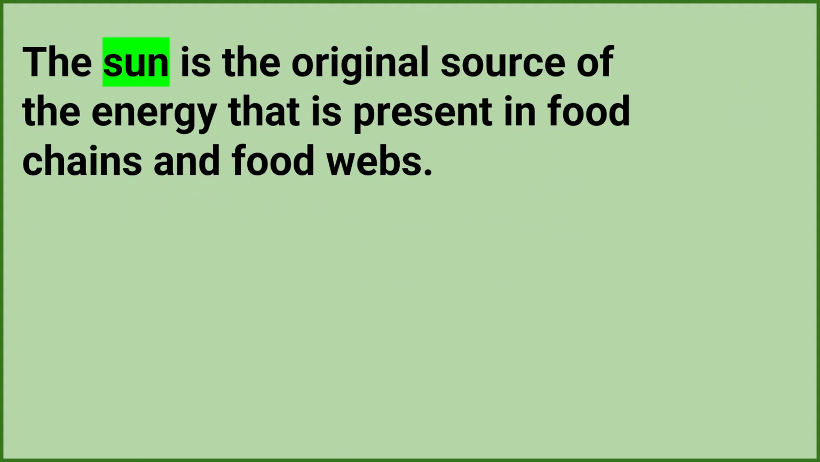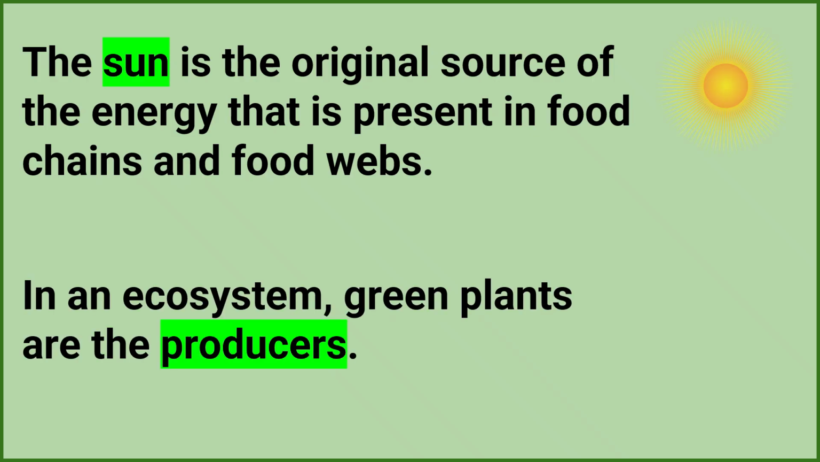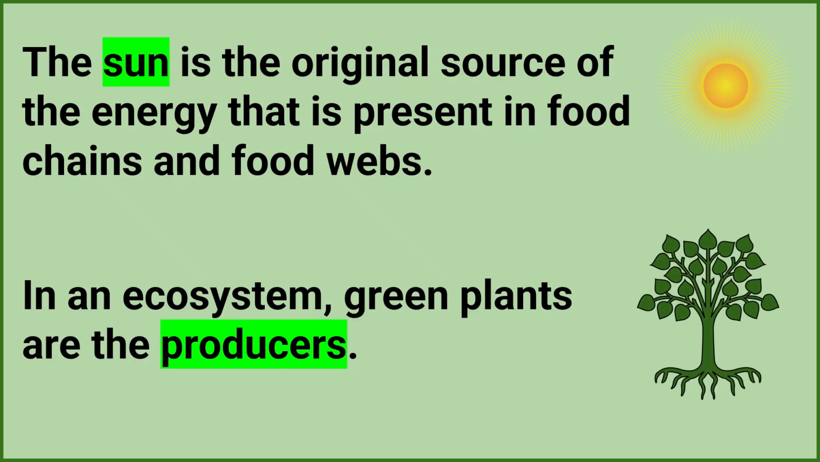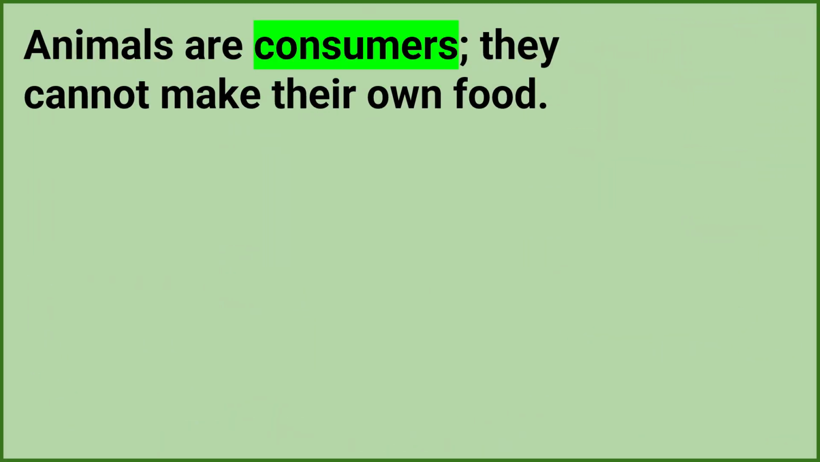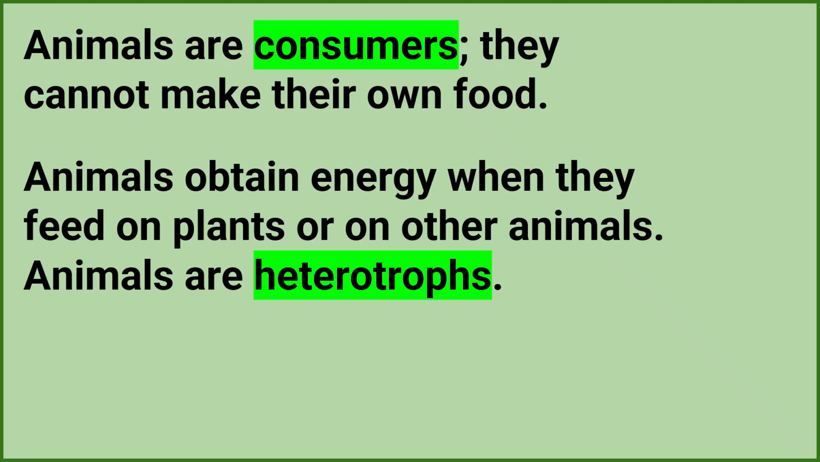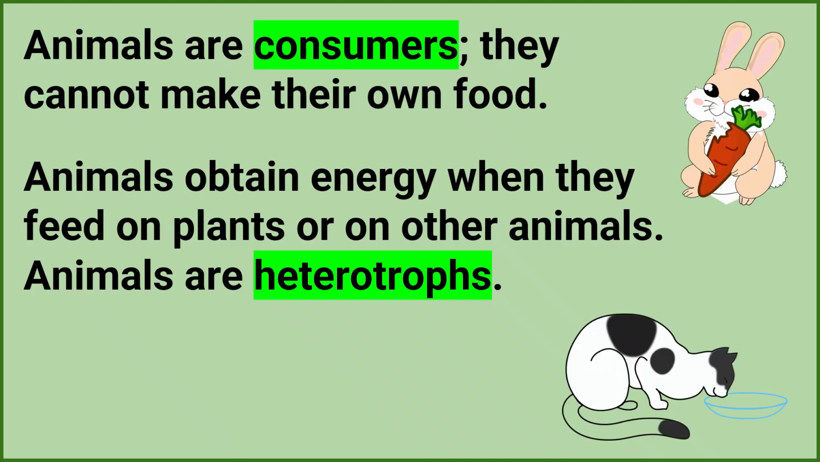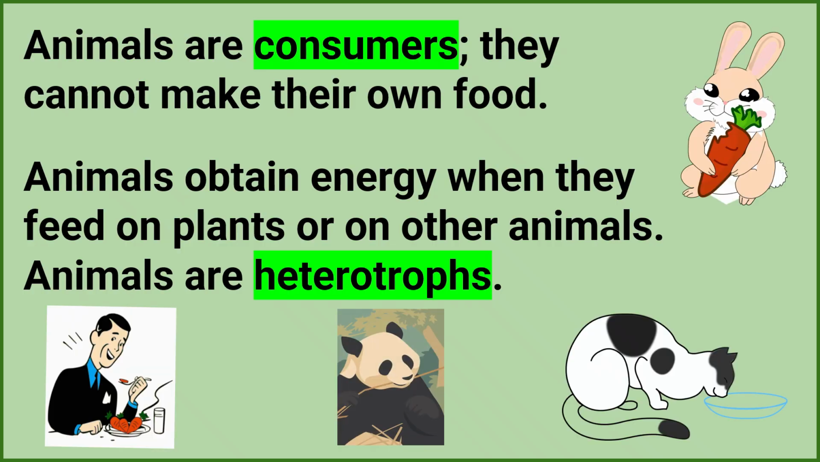The sun is the original source of the energy that is present in food chains and food webs. In an ecosystem, green plants are the producers. Animals are consumers. They cannot make their own food. Animals obtain energy when they feed on plants or on other animals. Animals are heterotrophs.